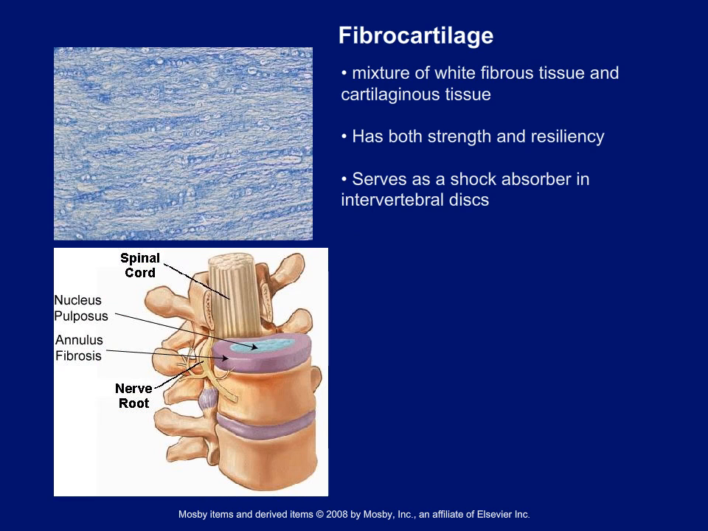Okay, a third type of cartilage is fibrocartilage, and fibrocartilage has a lot more visible fibers. That is, it's a mixture of white fibrous connective tissue and also our chondrocytes. And so it tends to be one of the strongest types of cartilage, but also have some resiliency to it. That is, it tends to give a little bit. And the one place that we find a lot of fibrocartilage is in the intervertebral discs. And this is where it serves as a shock absorber.